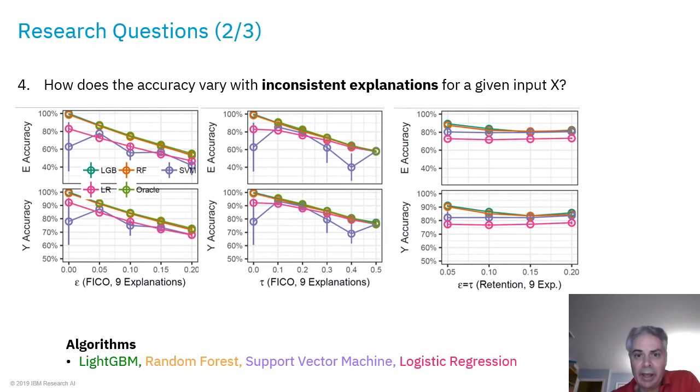We next ask what happens if the explanations contain inconsistencies, which would occur if a human gave the wrong explanation in the training data. We would expect this to confuse the model, as it is being taught incorrectly. The results confirm this for the FICO dataset, but do not show any degradation in accuracy for the employee retention dataset.